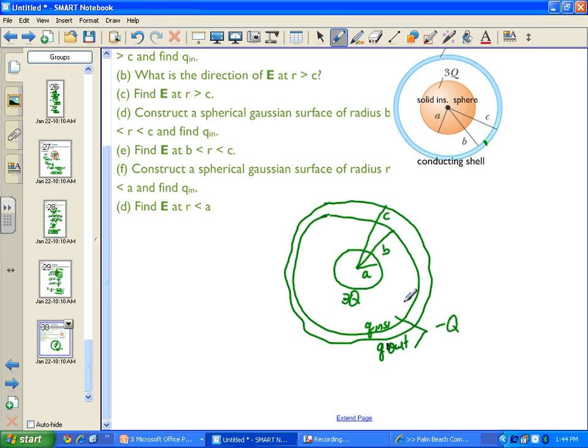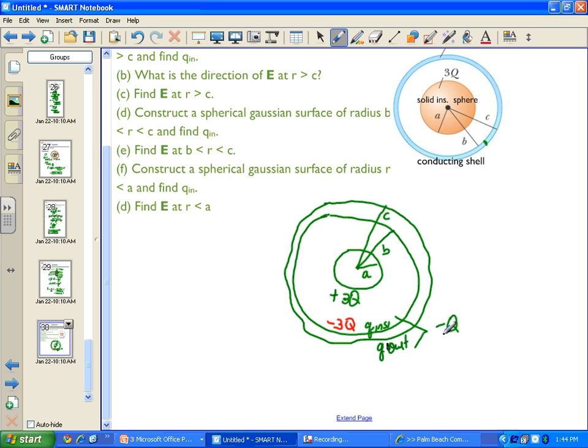Well, what is going to happen here is that because there is positive 3Q sitting very close to the inner surface, and this is a conducting material, the charges on the surface can experience charge polarization. Some of that charge will sit on the inner surface, and if you ask yourself how much, well, it's obvious that it would be minus 3Q because there is a positive 3Q sitting here.